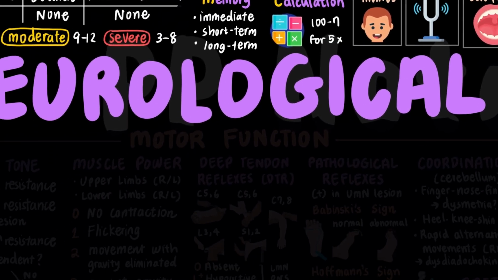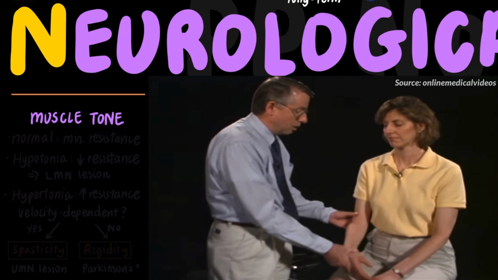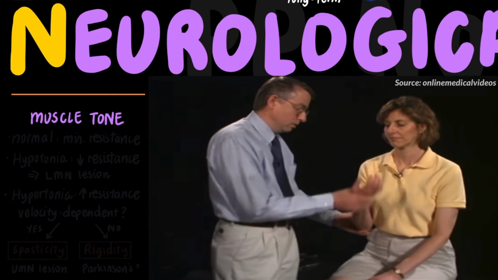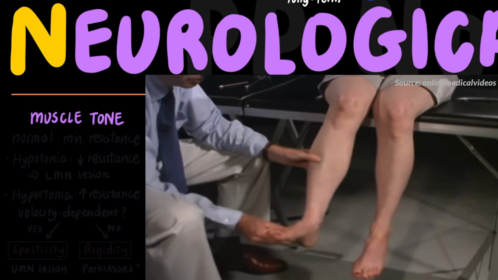Let's move on to motor function, which consists of several parts. We'll begin with muscle tone, which is the natural, continuous, and passive resistance of a muscle when it is stretched. To test muscle tone, ask the patient to relax completely. Then, passively move their joints. For example, flex and extend the elbow, rotate the wrist, or move the ankle.